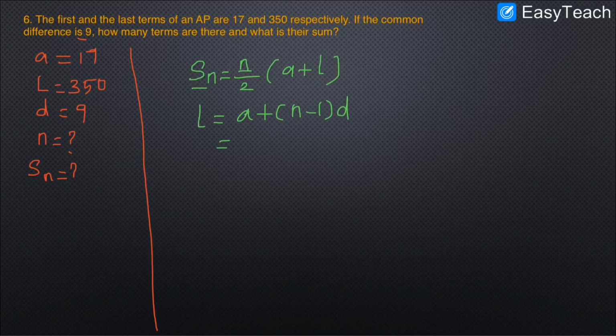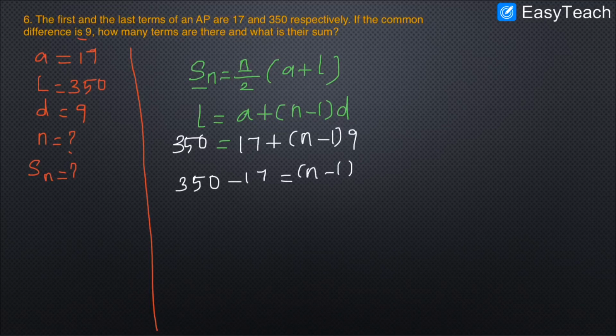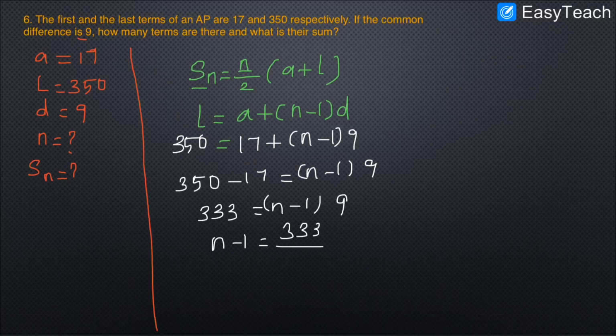So let me substitute the values. Here l value is 350, for a 17 plus n minus 1 into d, which is 9. 350 minus 17 equal n minus 1 into 9. So 333 equal n minus 1 into 9. So n minus 1 equal 333 divided by 9, which gives me 37, so n equal 38.